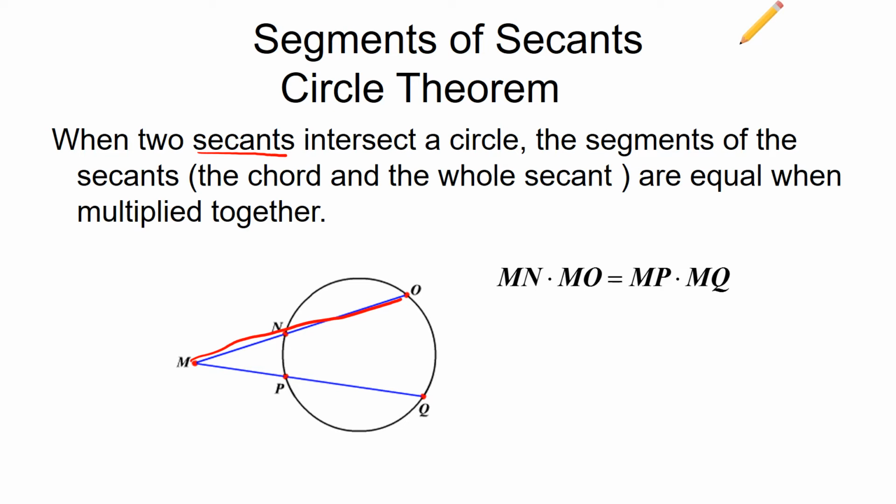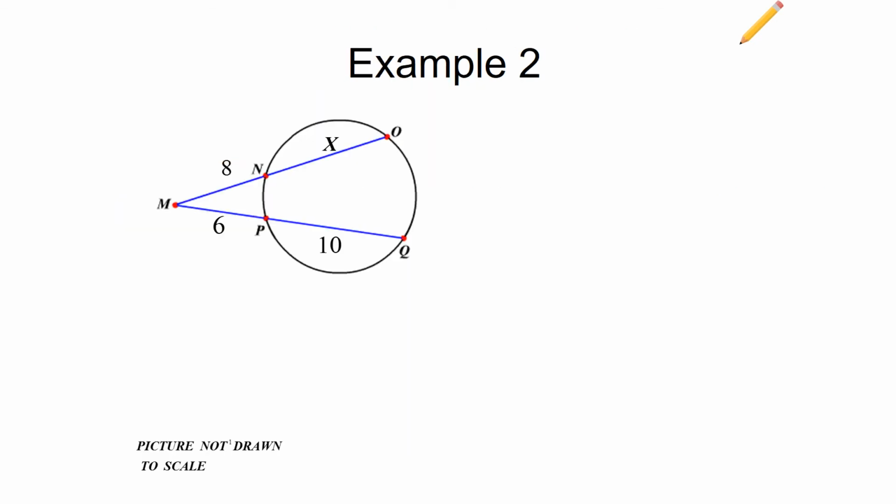Let me use purple for this, the chord is N to O. So when we take the external part, MN, times the whole line, which is MO, it is equal to the external part here, MP, times the whole line segment, which is MQ. So let's see that in action with an example.